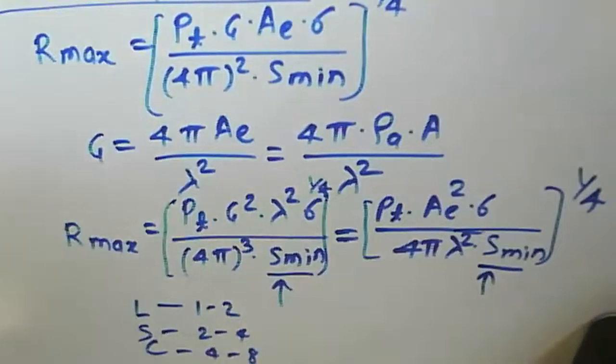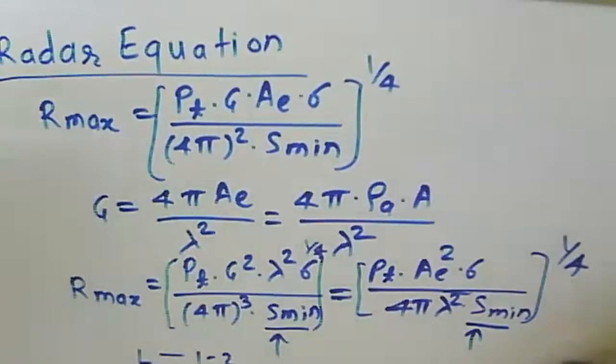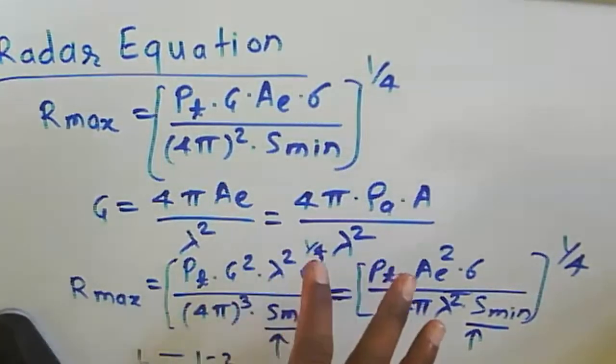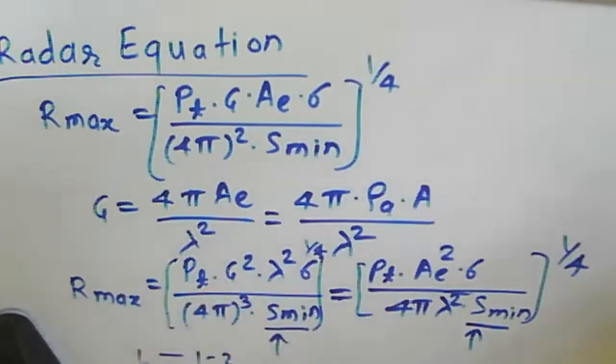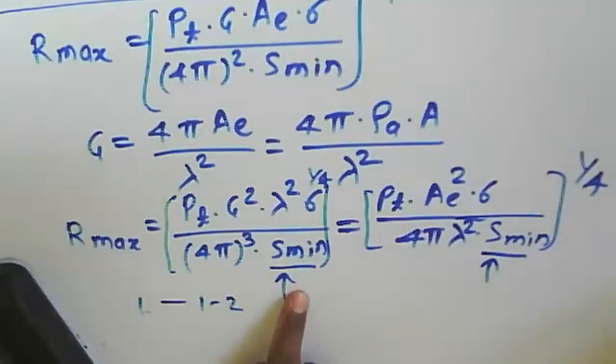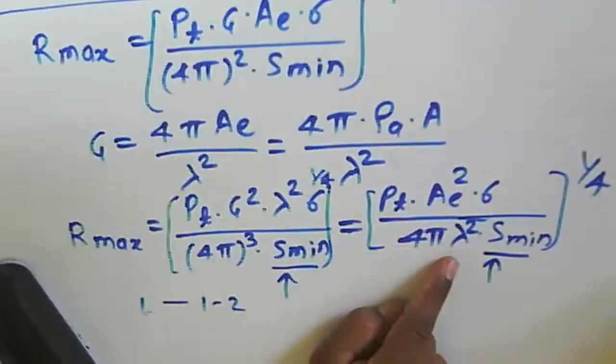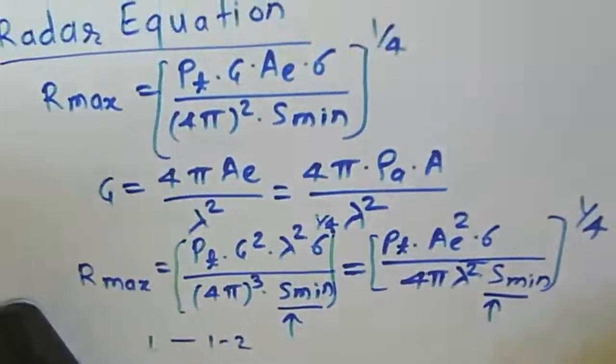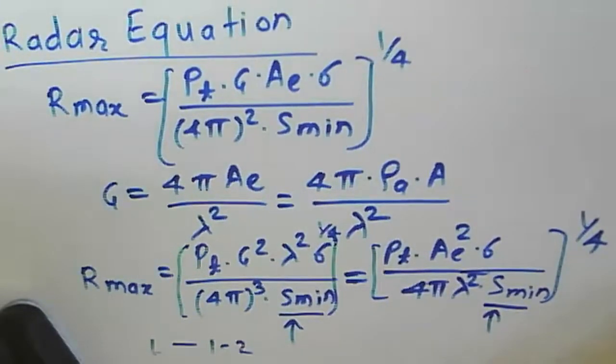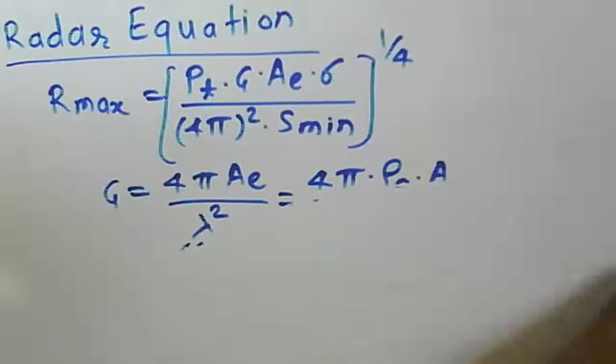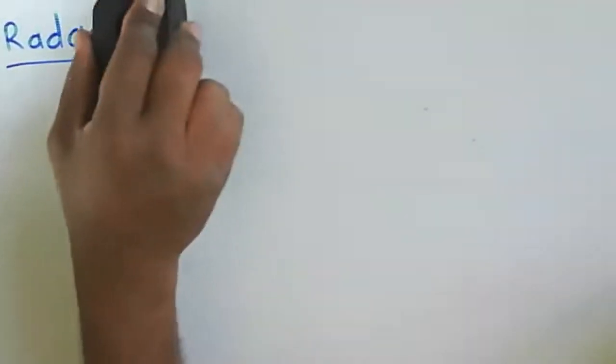Now we go ahead to understanding the radar block diagram. This equation will provide the requirement in terms of minimum detectable signal and in terms of frequency. The range always depends upon the minimum detectable signal as well as the frequency. So this is your radar equation.